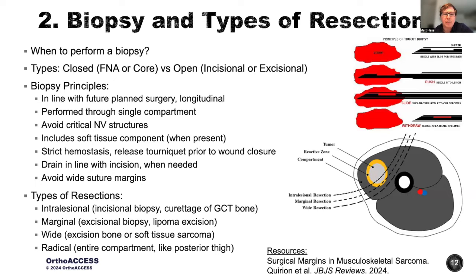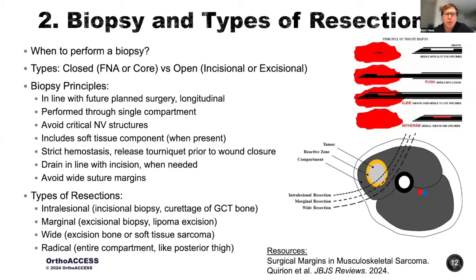The types of resections are important to know as well. Intralesional, marginal, wide, and radical. Intralesional just means, for example, an incisional biopsy, or if you're doing a curettage of a giant cell tumor of bone, that's a benign but locally aggressive tumor. And so we typically remove those intralesionally. So we get within the tumor mass itself and then remove it.